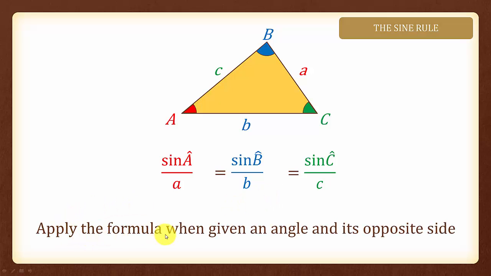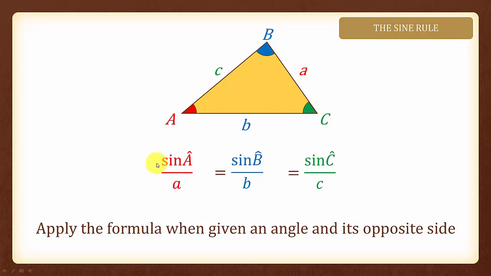Now, we will apply the formula when given an angle and its opposite side. For example, here we have angle A and we will use the opposite length A. You notice that the side A is opposite angle A, the side B is opposite angle B, and the side C is opposite angle C. So, whenever you're given one pair of angle and its opposite side, you can use the sine rule.